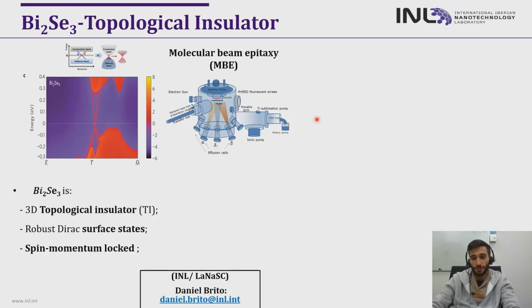So in my PhD project, I work with bismuth selenide, which is a 3D topological insulator, with these topological properties that I was talking about. I work with molecular beam epitaxy to grow this good quality bismuth selenide.